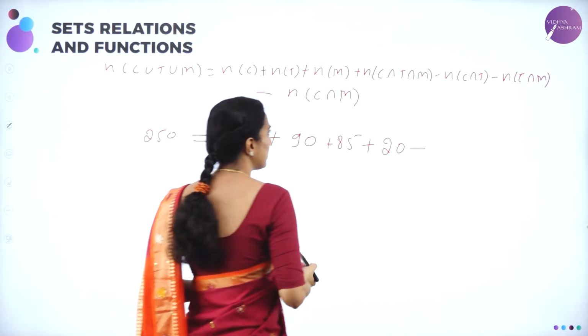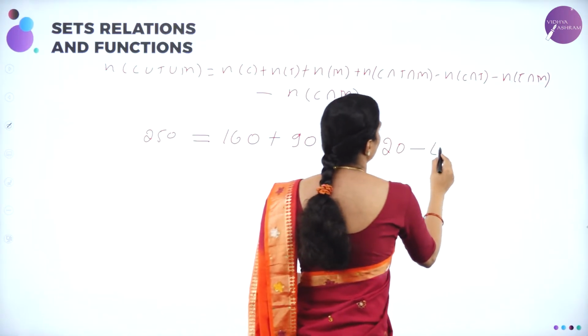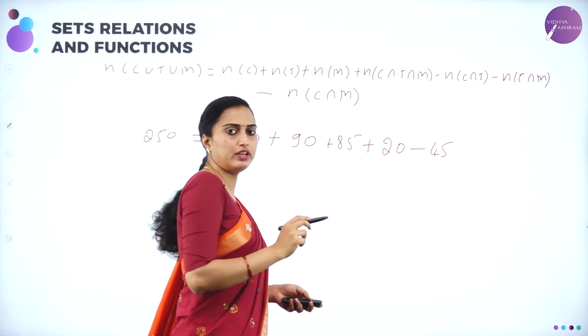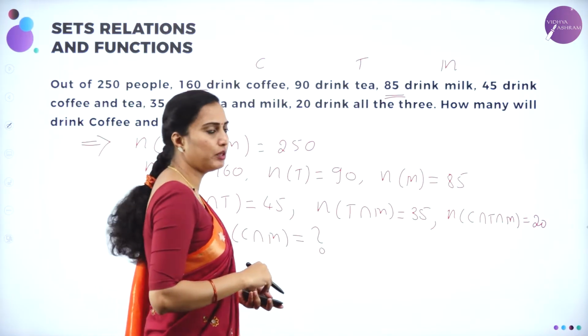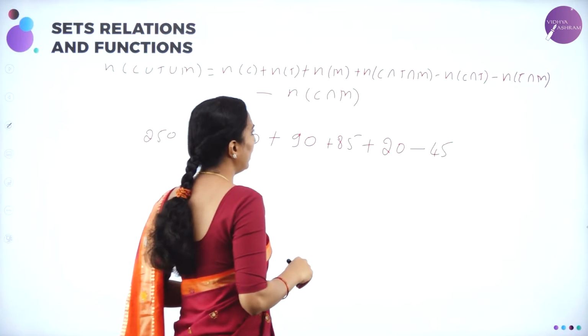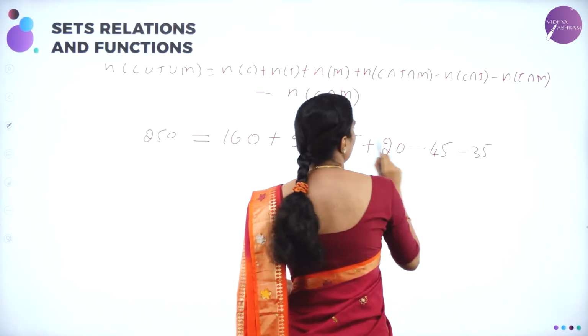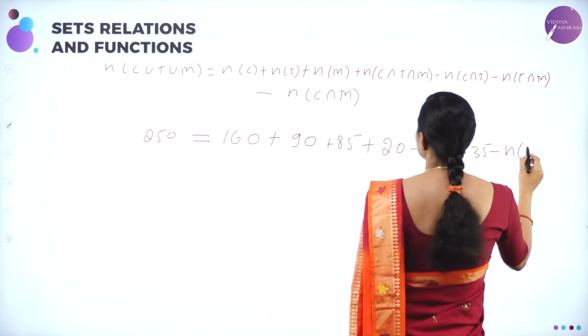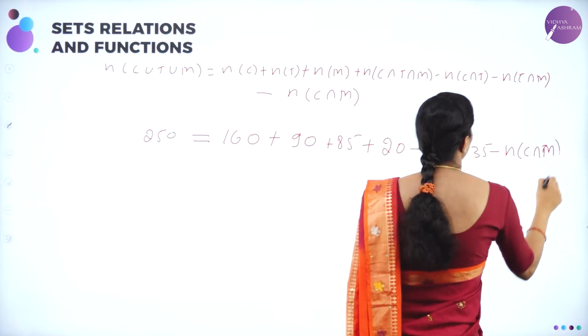20 minus N of C intersection T, where C intersection T is 45, the people who drink both coffee and tea. And then you have the people who drink both tea and milk, which is 35. T intersection M is 35. We don't know this one, so as it is, we write C intersection M. That's what we need to find out.